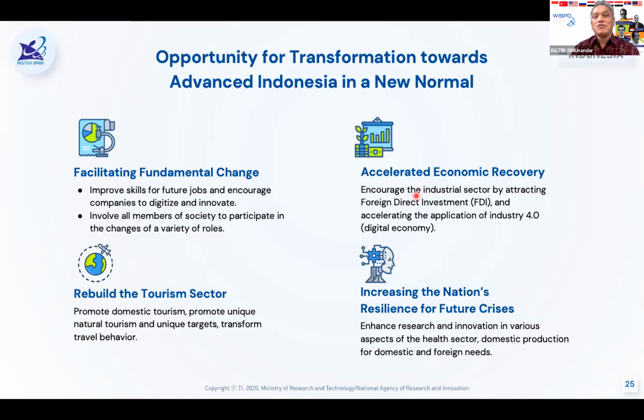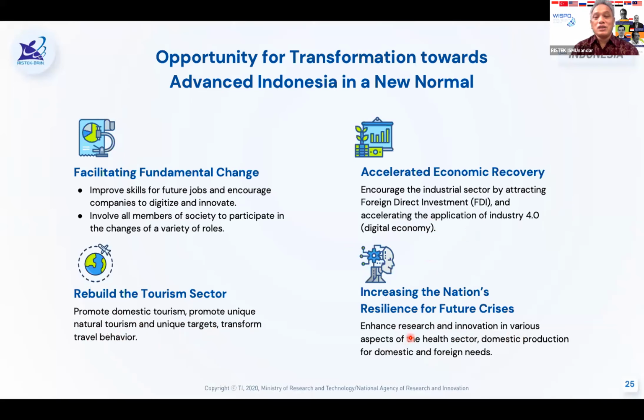And then another opportunity is also to accelerate economic recovery. For example, the pandemic, as I mentioned, has had an impact of economic crisis all over the world. It is very important to encourage the industrial sector by attracting foreign direct investment and also accelerating application of Industry 4.0 or digital economy, especially for small and medium enterprises. Rebuild the tourism sector. As I mentioned in the first part, the tourism sector is hit very hard by the pandemic, and then also increase the nation's resilience for future crises.